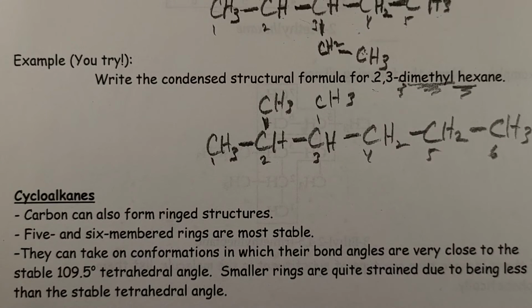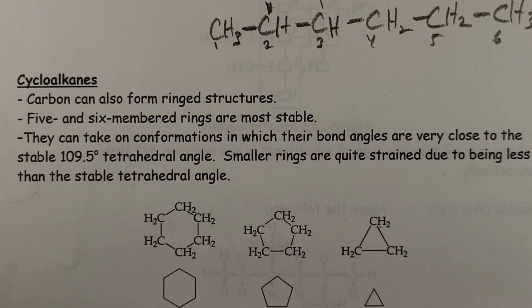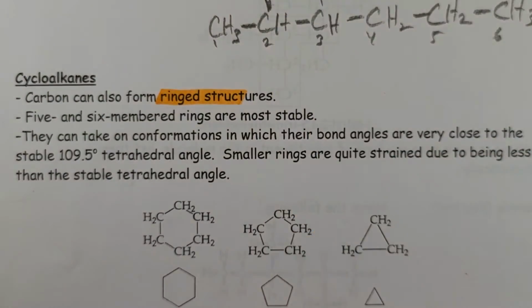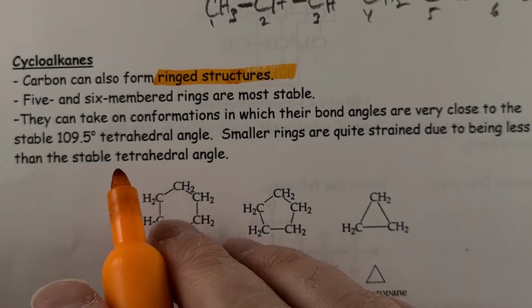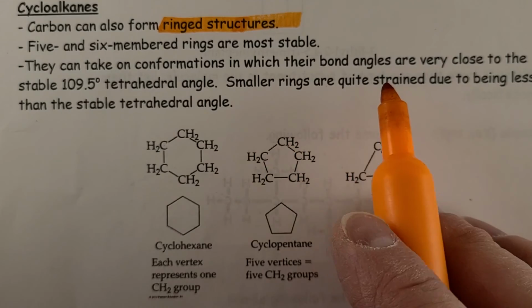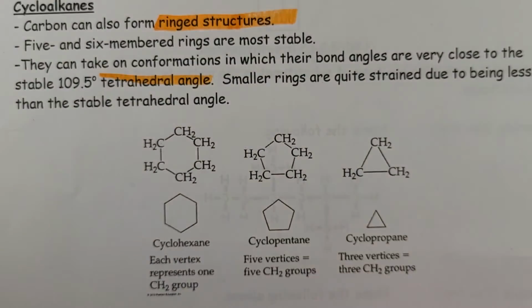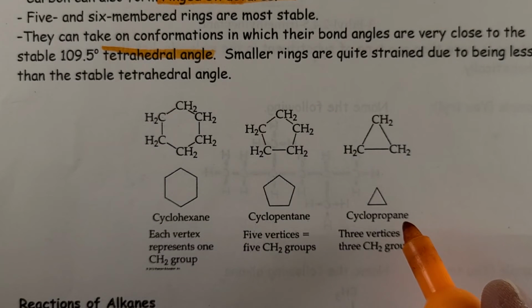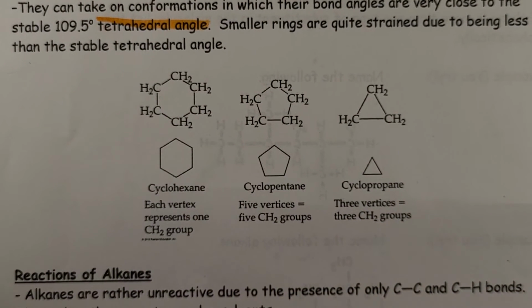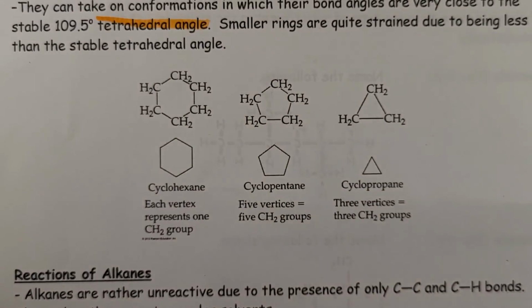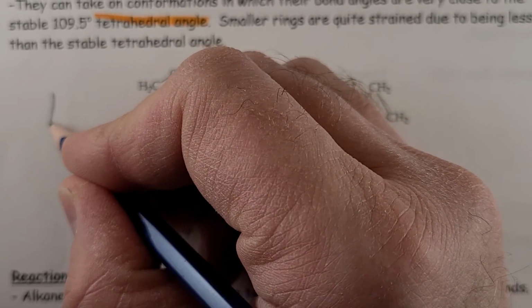Good. Now the last one here is cycloalkanes. These form ring structures. 5 and 6 membered are the most stable. They can take on conformations in which their bond angles are very close to 109.5, that tetrahedral angle. Small rings are quite strained due to being less than the stable tetrahedral arrangement. So we can see here, if I was to draw what this really looks like, I guess we could just go with that.